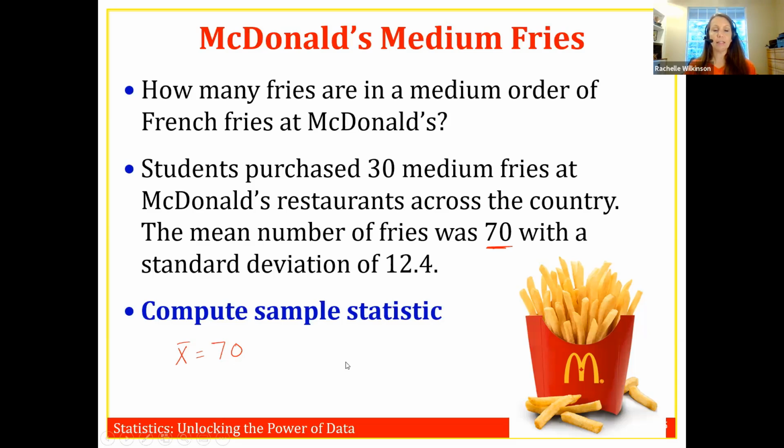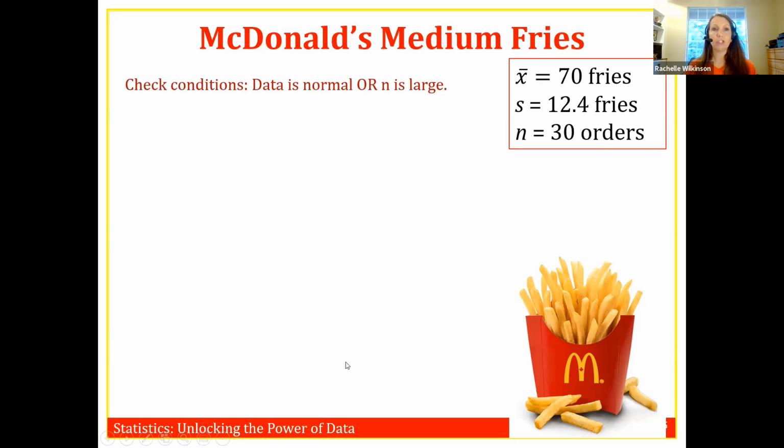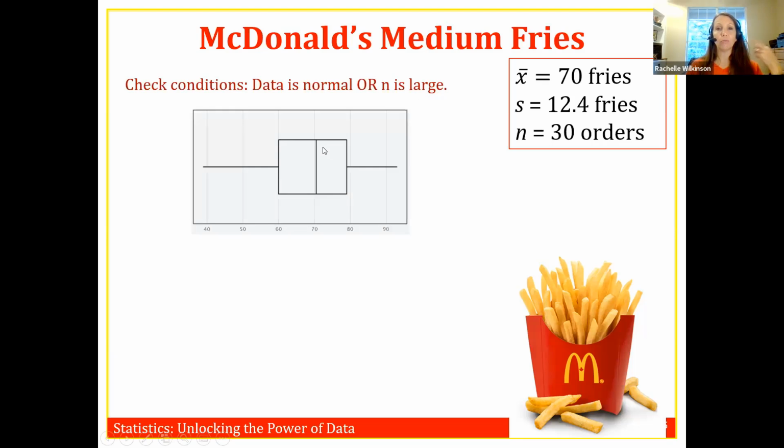All right, the next thing that we need to do is check our conditions. The main condition that we're worried about is that we want either the data to be normal or the sample size to be large enough. If we look at a graph of their data, and this time I only have a box plot, does it look like the data is reasonably symmetric with no outliers?